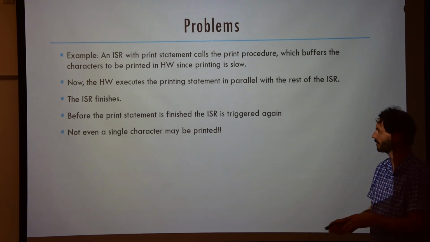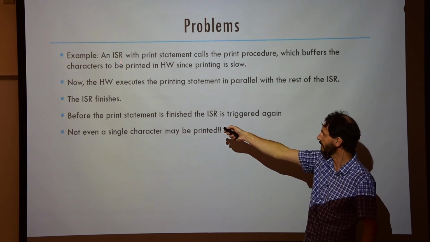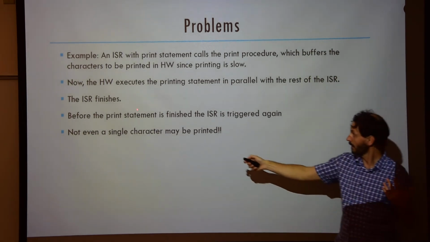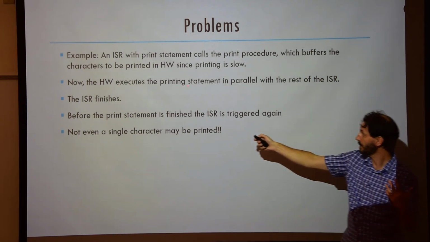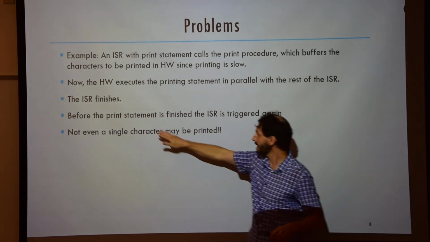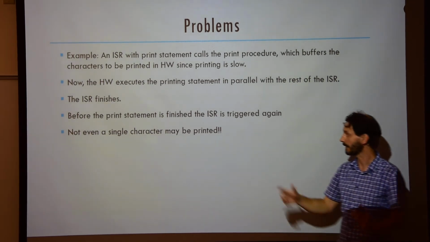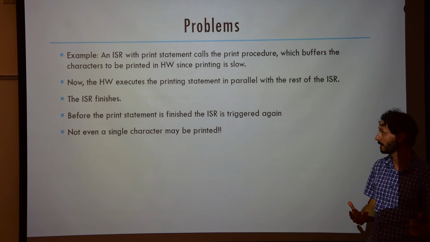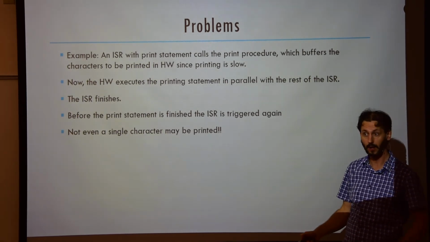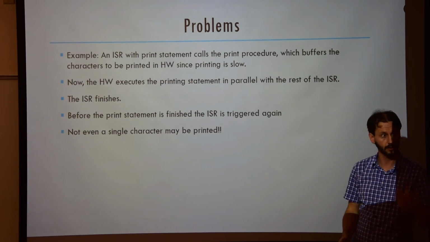So you go to the next instruction in your interrupt service routine, and at some point, very soon, the interrupt service routine is finished. But wait a minute. The hardware executes the printing statement in parallel with the rest of the ISR, but the ISR finishes. So before the print statement is even finished, because the buffer is not yet emptied, the ISR may be triggered again. And if that's the case, it will immediately start issuing another print statement and overriding the buffer with something else. And this can happen so fast that nothing ever gets printed.